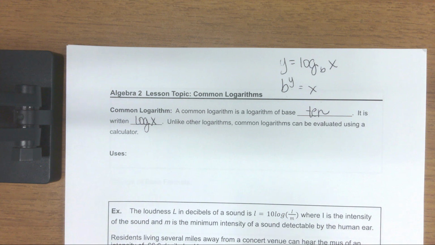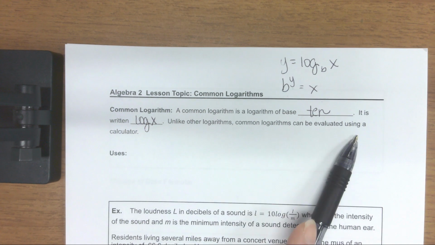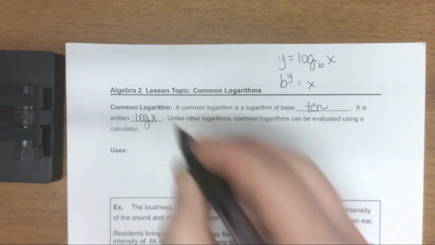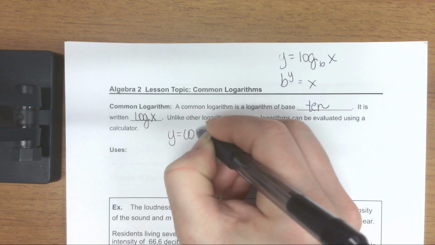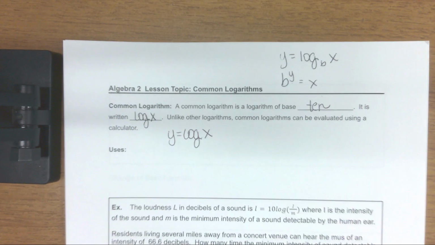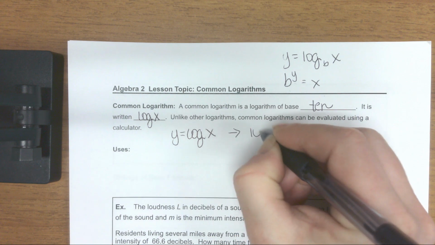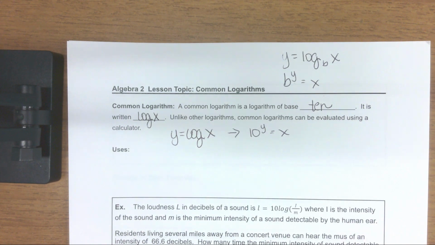So unlike other logarithms, common logarithms can be evaluated using your calculator. If you see just this, what that means is it's not written down, but that means 10 to the y equals x. Because I can use my calculator to evaluate it, there's a couple different uses that we're going to look for today, okay?